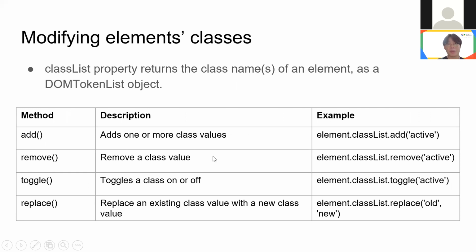So add will add one or more class values. So for example, classList.add active class, and then remove, you remove a class, and toggle will just switch on and off. So if the class exists, you remove it. And if the class does not exist, it will add it to the class list. And then you can also replace an existing class value with a new class value.